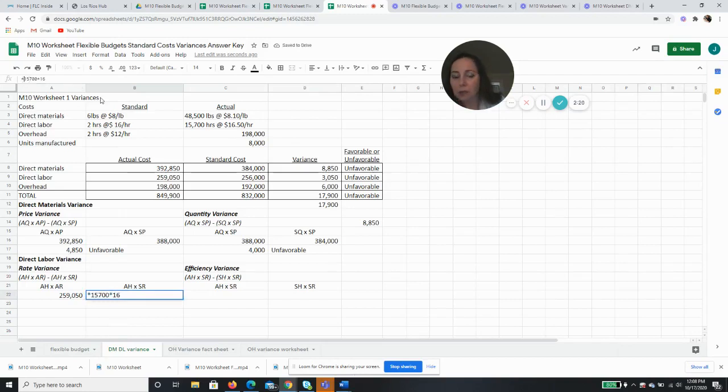Our standard was $251,200. Okay. So that means take the number on the left, subtract the number on the right. That means we have a rate variance of $7,850. And because the number on the left is bigger, that is unfavorable.